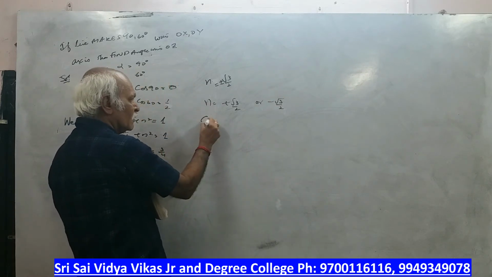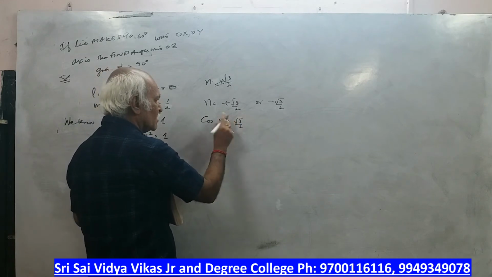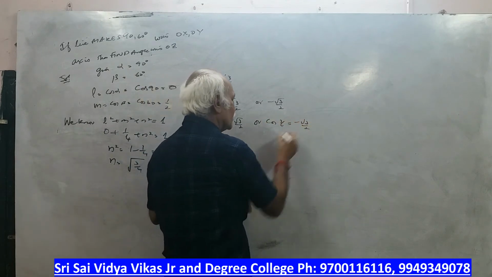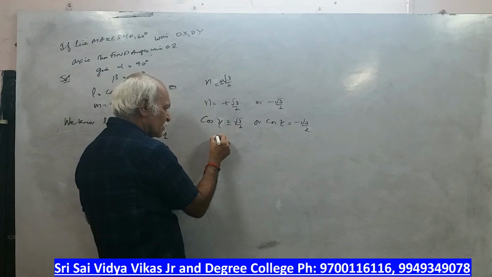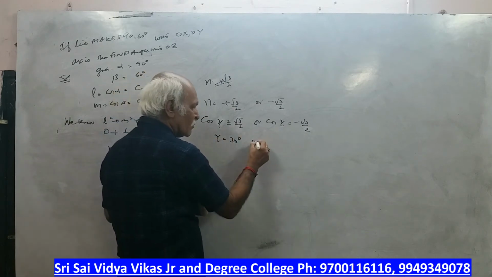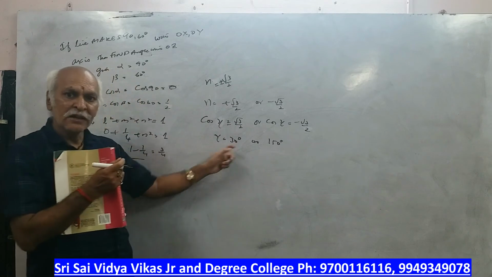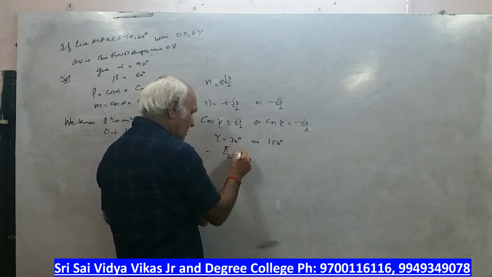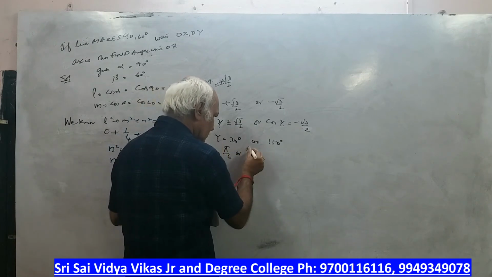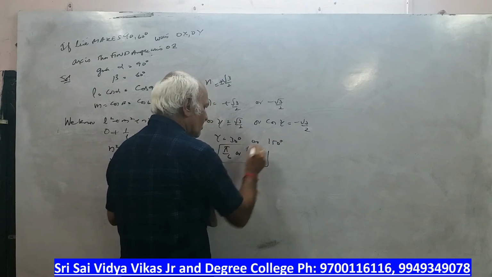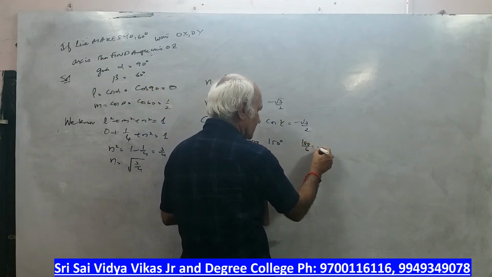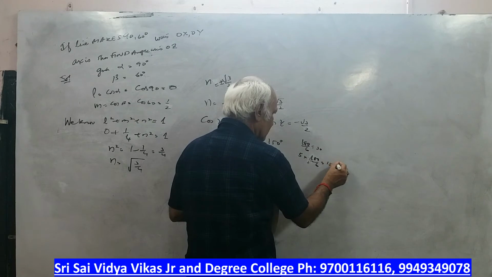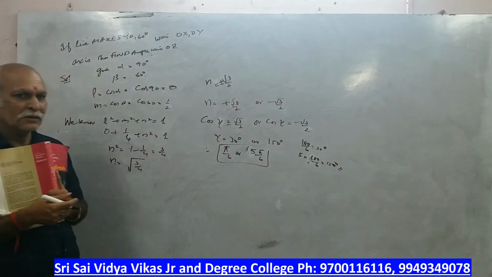So what is N? Cos gamma is equal to root 3 by 2 or cos gamma is equal to minus root 3 by 2. For what angle of cos do you get root 3 by 2? 30 degrees or 150 degrees. Either 30 or 150. Therefore this becomes what? Pi by 6 or 5 pi by 6. Again pi by 6 means 180 by 6 is 30. 5 into pi by 6, 180 by 6 is 150. Alright, please note down.